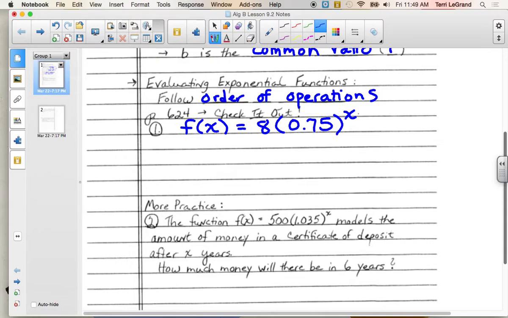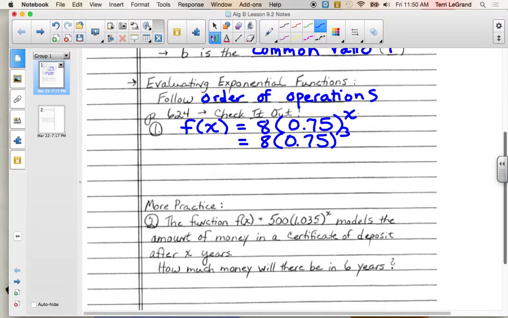So what are we going to do? Your x is going to be a 3. We're going to substitute 3 in for x. It's going to get reduced 3 times. Order of operations says do what first? Do we take 8 times 75/100ths? No. Or 75/100ths to the 3rd power? 75/100ths to the 3rd power.